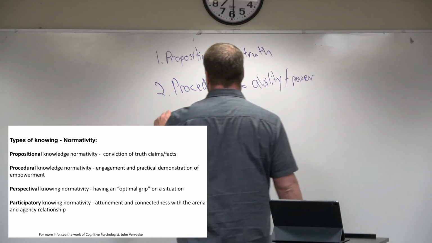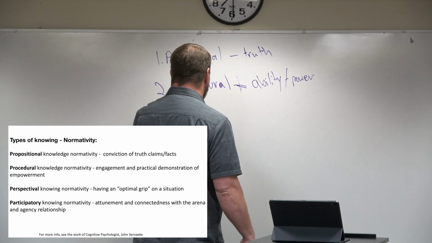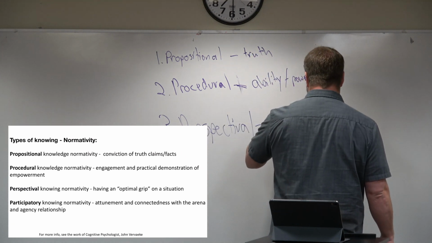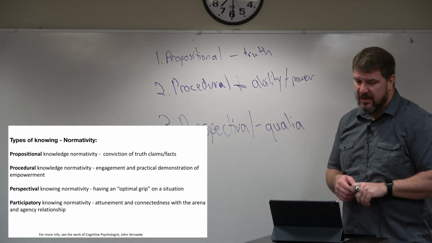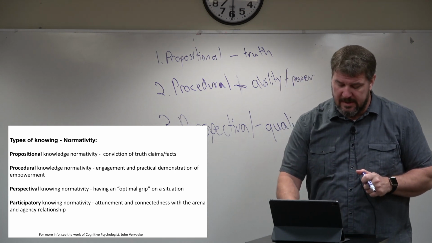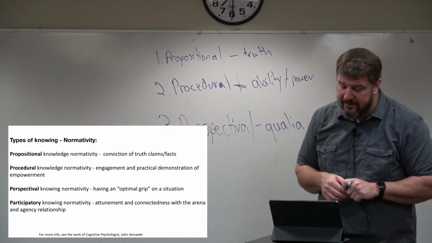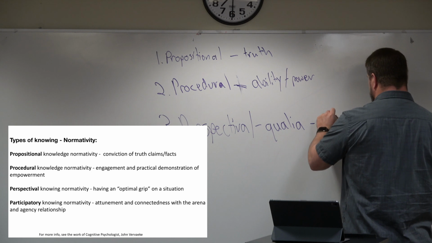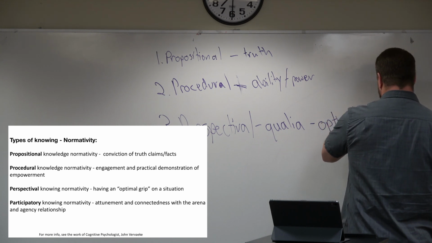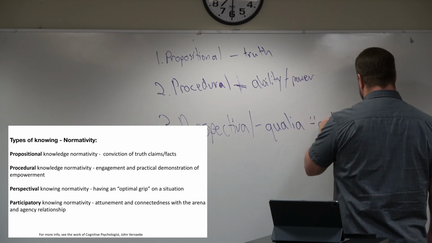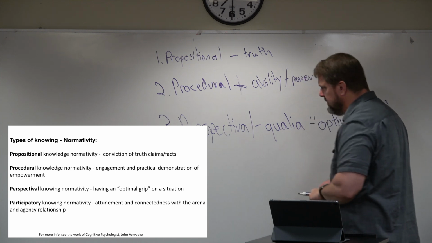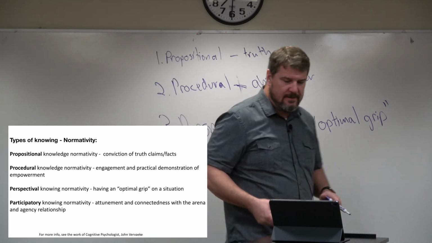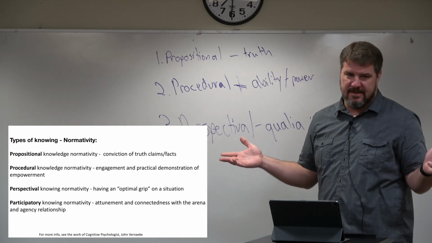You have perspectival knowing, and that is where the qualia comes in that I just talked about, and that is the 1 Corinthians chapter 2, what man knoweth the things of man, save the spirit of man which is in him. And that is a present thing, and the normativity is whether or not you have an optimal grip on a scenario or situation. Now, some of this information comes from cognitive psychologist John Vervaeke, so I don't want to not credit the psychological source of some of these, what science tells us about knowing, okay?